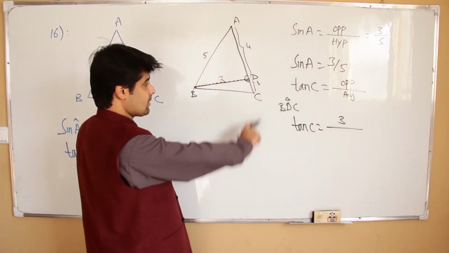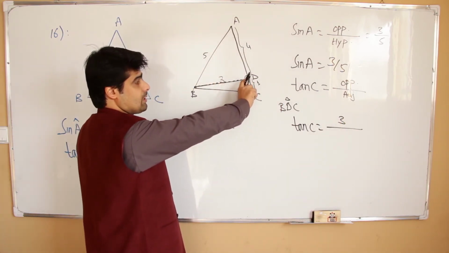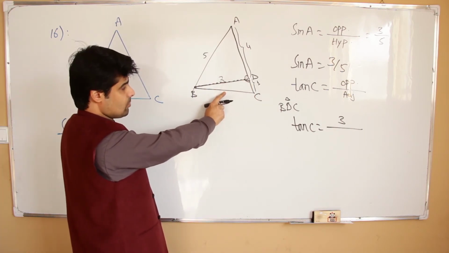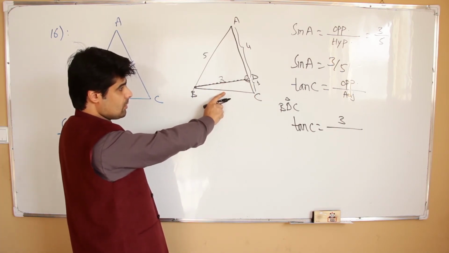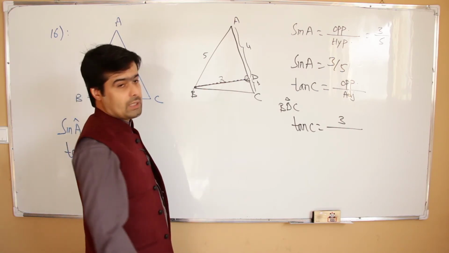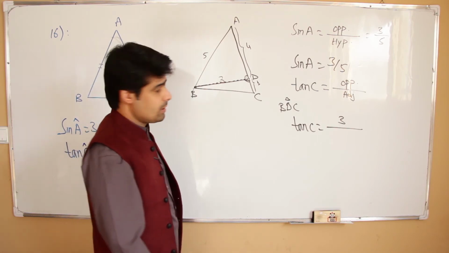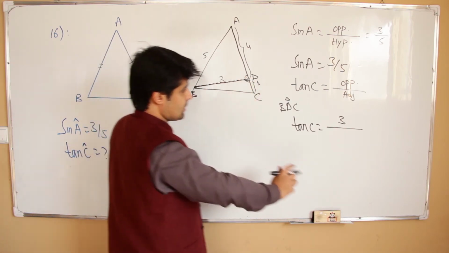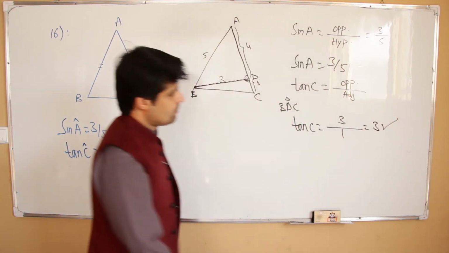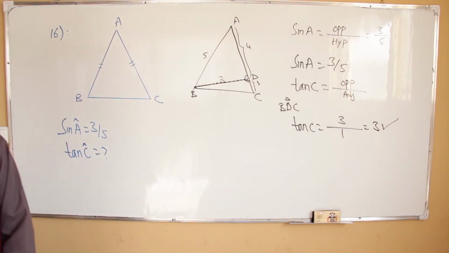What is adjacent? Adjacent, I think it is 1. This one is the hypotenuse. Why? Because it's located right before the right angle. Am I right? Yes. So this is our adjacent, 1. So 3 by 1, it is 3. Write it, please.